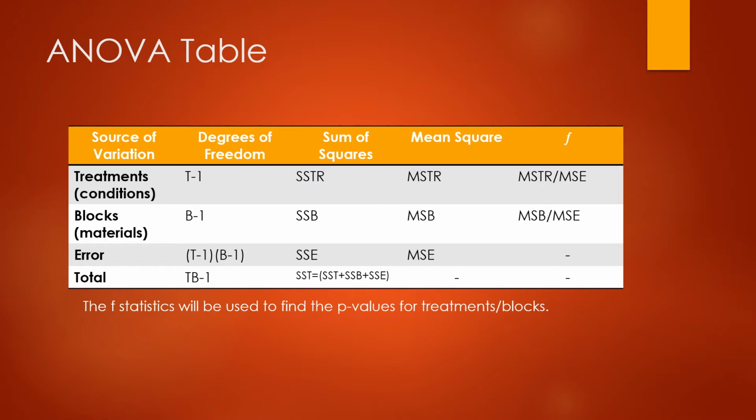Using our data table, we can then calculate the degrees of freedom for the treatments and the blocks. We can find sum of squares, mean squares, and the test statistic F for both factors. We can then analyze the results and determine p-values for both the blocks, or the materials, and the treatments, which is the weather conditions.